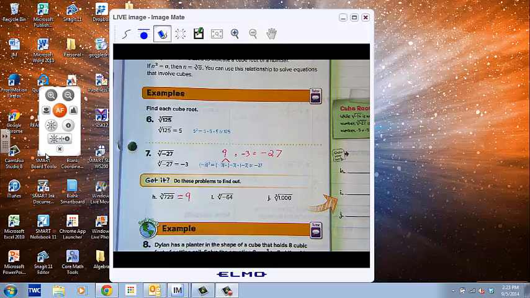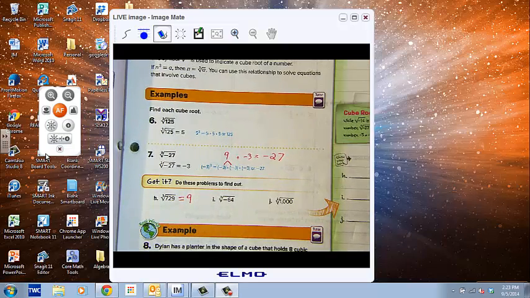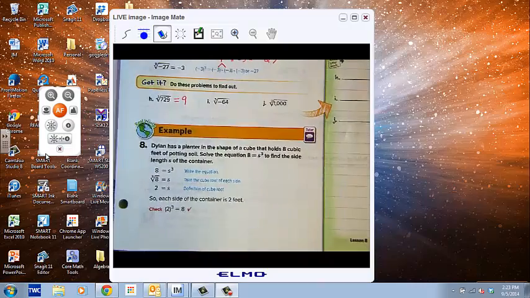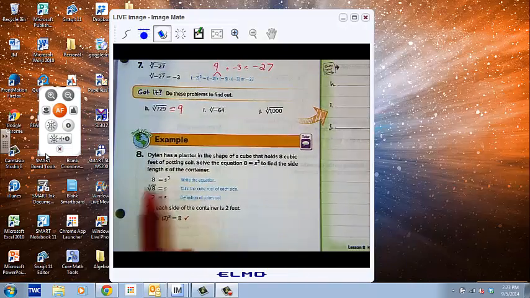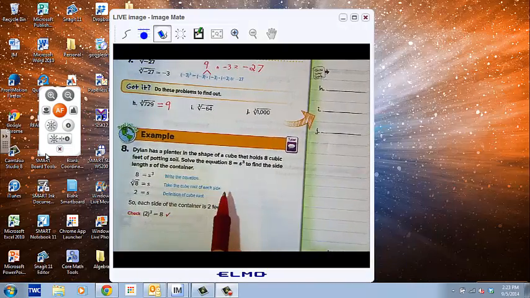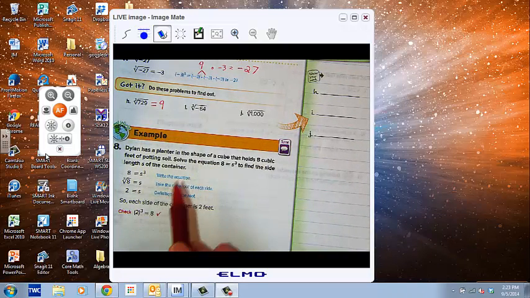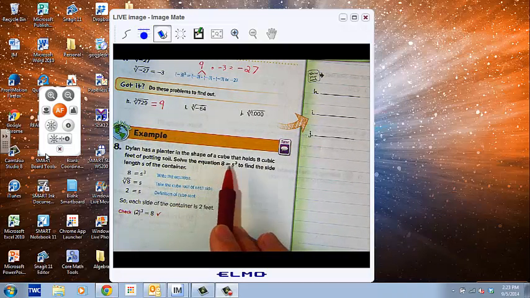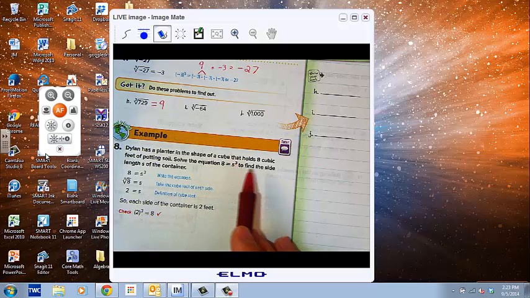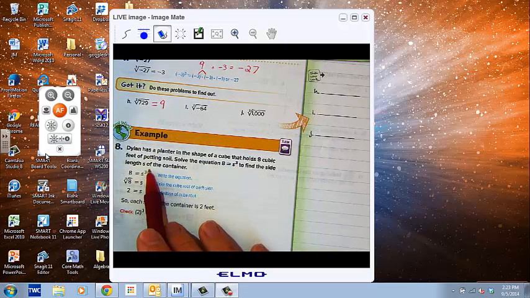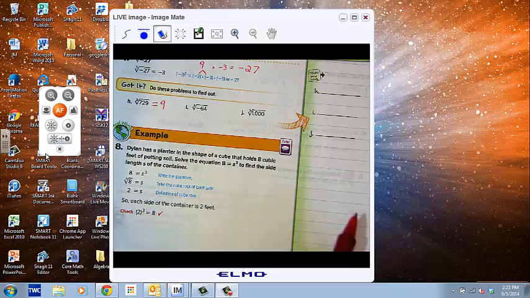Okay, you've now hopefully stopped the video and worked that out. Let's look at example 8 over here. Example 8 says, Dylan has a planter in the shape of a cube that holds 8 cubic feet of potting soil. Solve the equation 8 equals S to the third power to find the inside length S of the container. S, of course, meaning side.